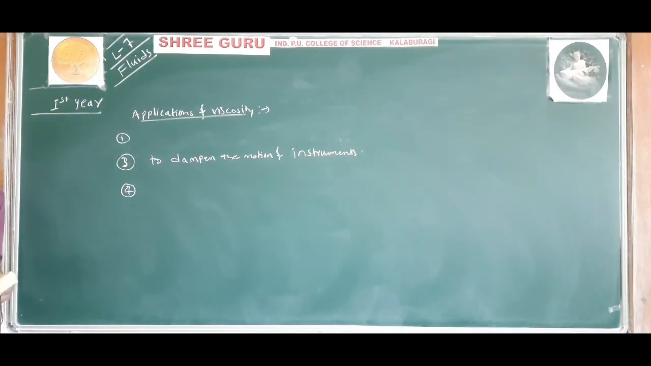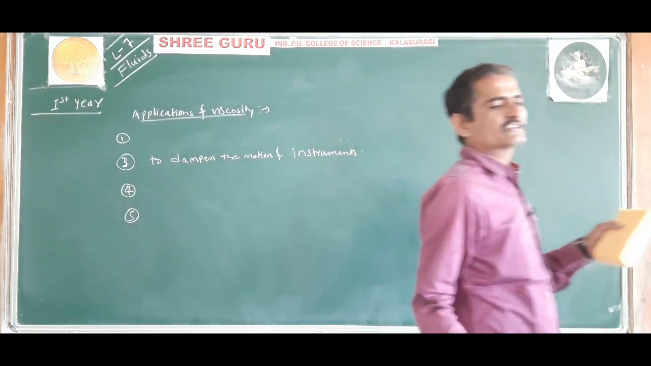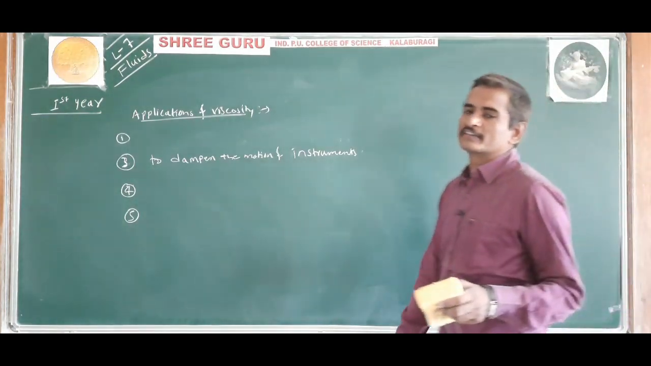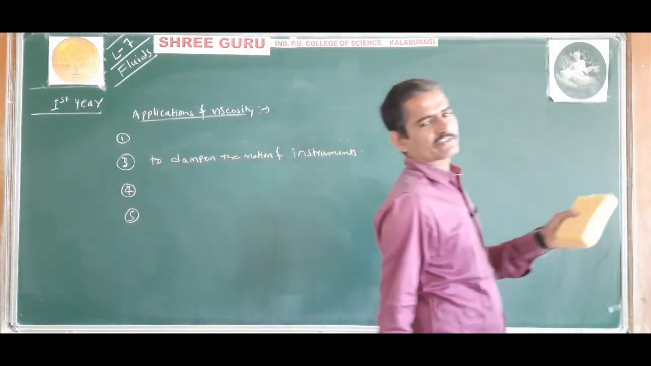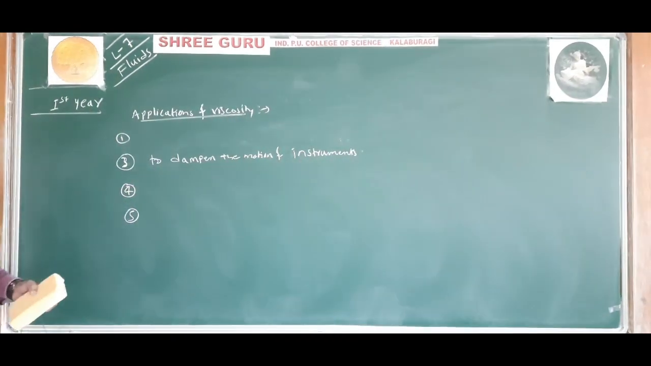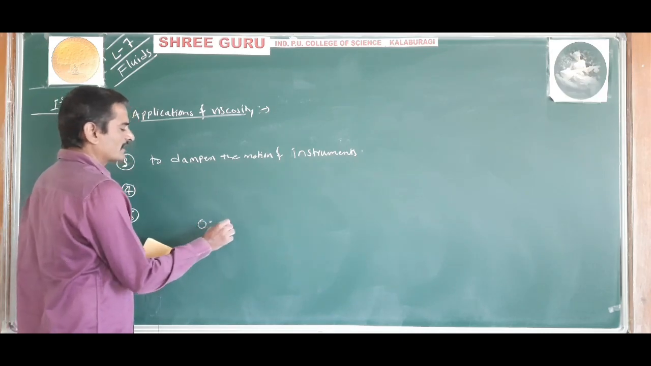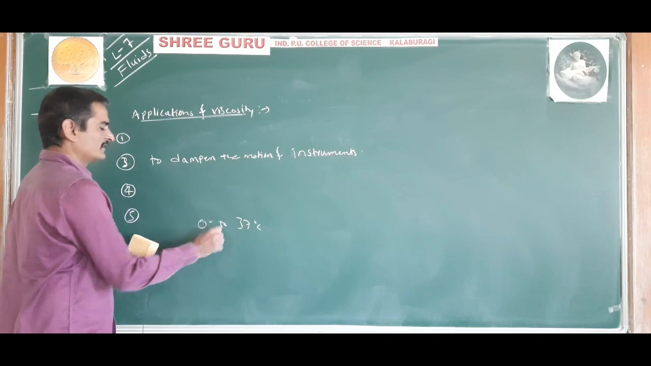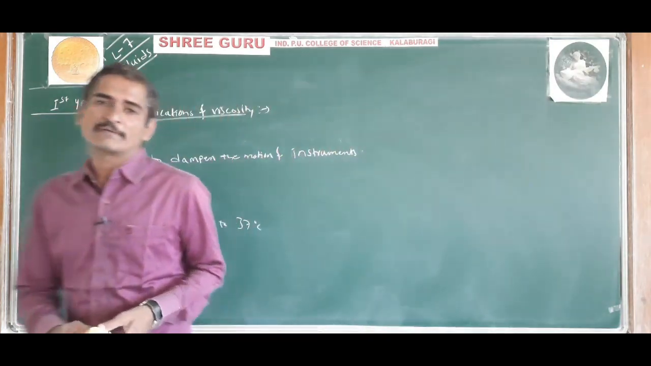Okay, so these are some applications of viscosity, and one more application is in the circulation of blood. Viscosity plays an important role in the circulation of blood. The circulation of blood can be understood by knowing the property of viscosity of blood. The viscosity of blood is a little bit higher than the viscosity of water, and it will remain constant between 0 degrees Celsius and 37 degrees Celsius. Remember that.